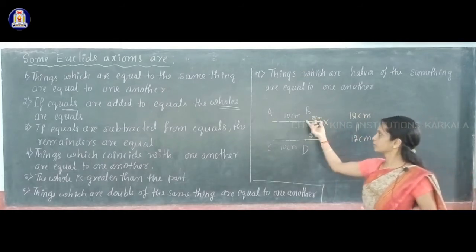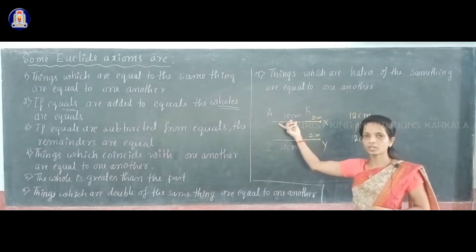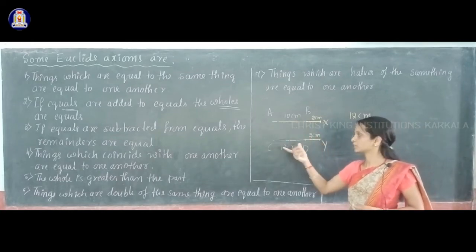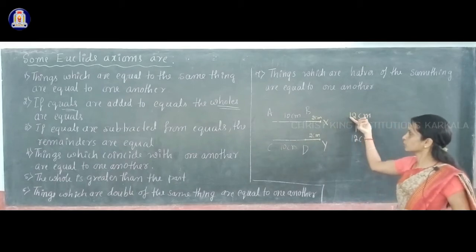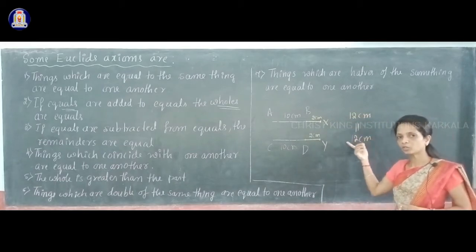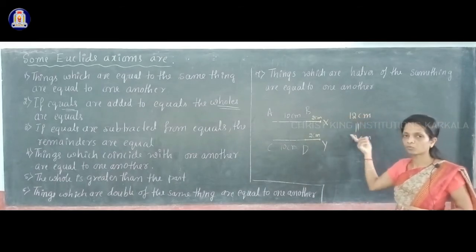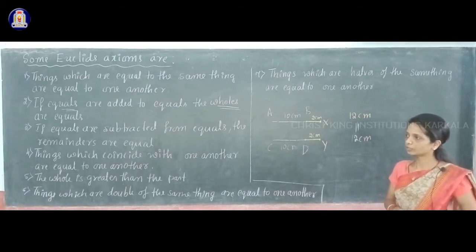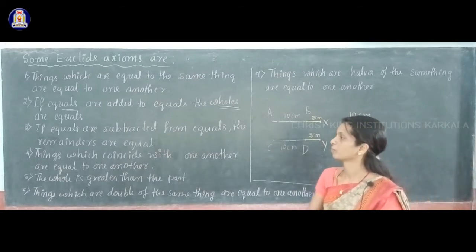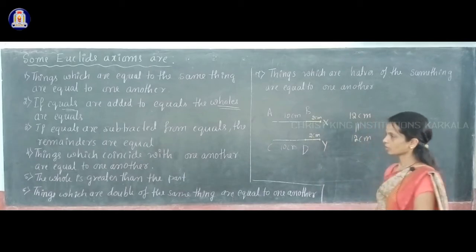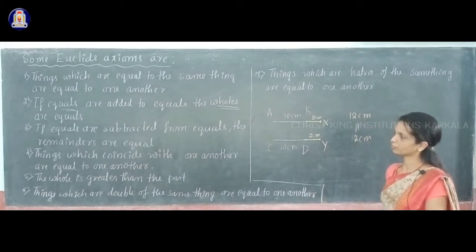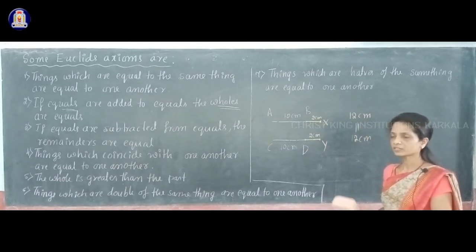We added 2 centimeter line segments to equal line segments of 10 centimeter. Then the whole line segments are equal to one another. Both are of length 12 centimeter. That is the second axiom. And next, if equals are subtracted from equals, then the remainders are equal.